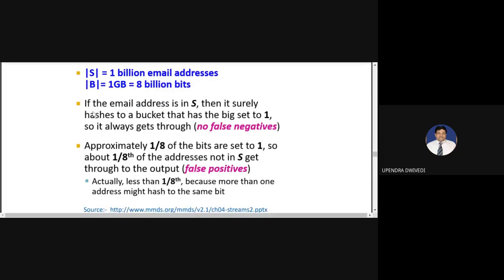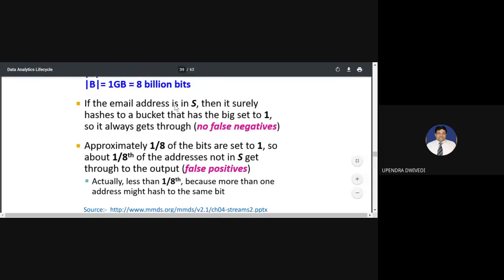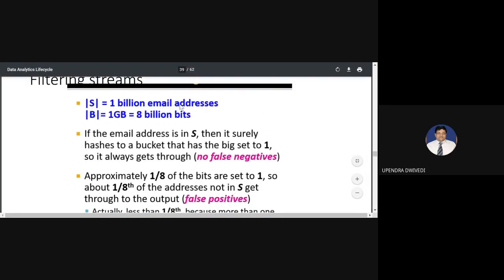So let us go through this statement. If the email address is in S, meaning it is in the 1 billion email addresses defined as S, then it surely passes to a bucket that has its bit set to 1, so it always gets through. It means if your email address is inside these email addresses, definitely it is going to be filtered from the stream. So there should be no false negative.